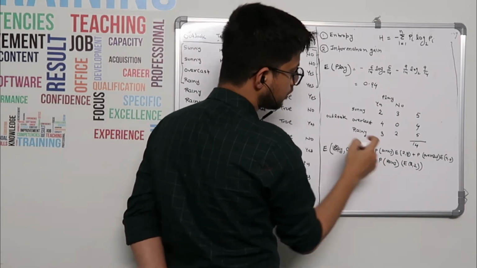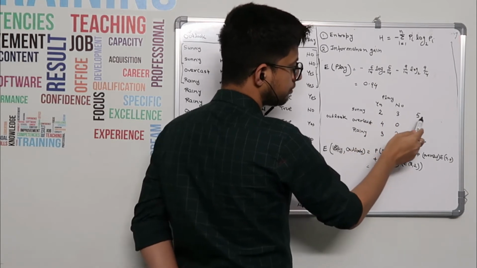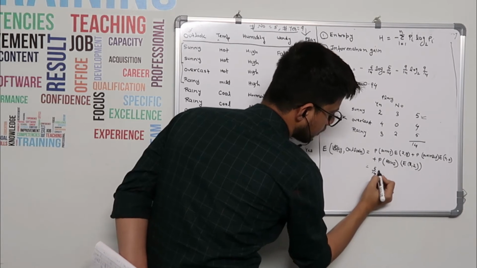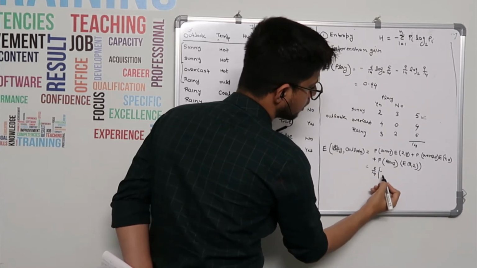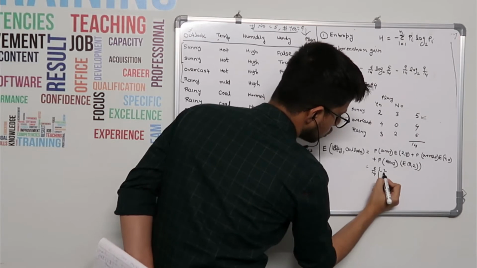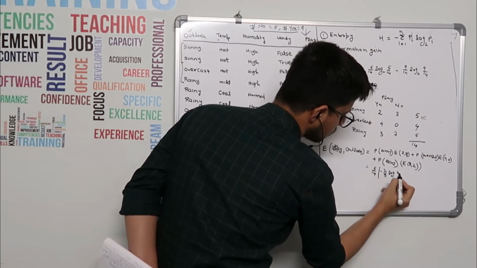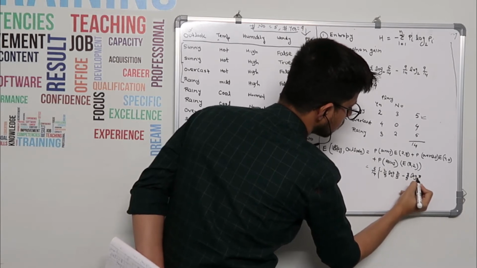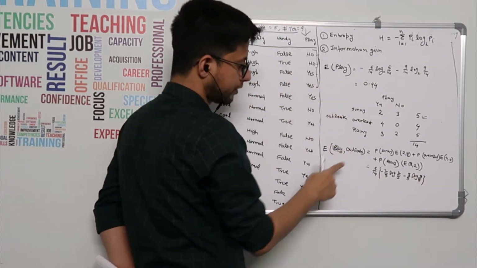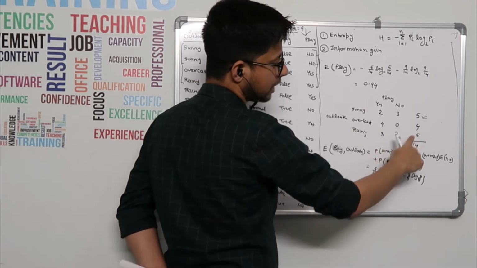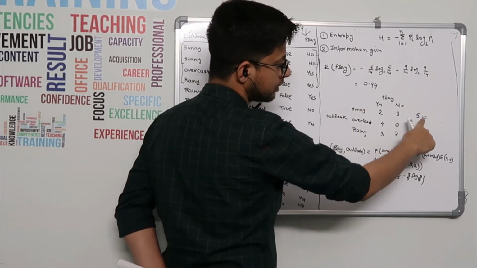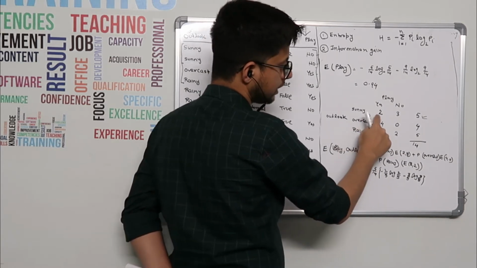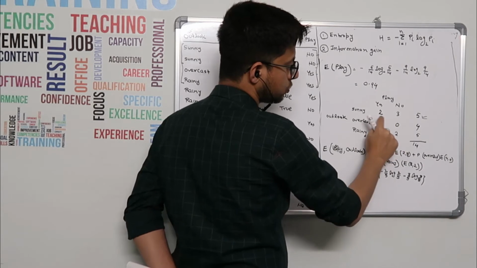So now you see what is the probability of sunny. Sunny occurs 5 times out of 14, so 5 by 14. And what will be the entropy? It is minus 2 by 5 log 2 by 5 minus 3 by 5 log 3 by 5, correct. So probability of sunny is 5 by 14, that you write here, and then we are calculating the entropy of sunny, which is calculated with respect to these two.